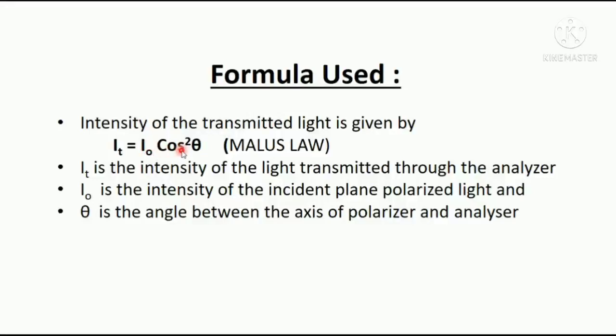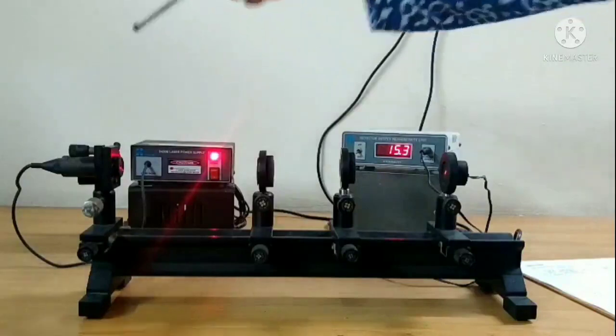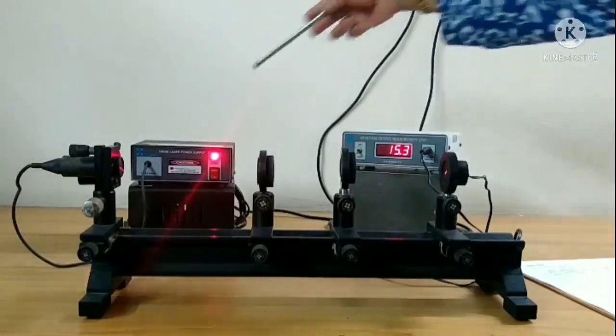Where I_T represents the intensity of the transmitted light, that is, through the analyzer, and I naught is the intensity of the incident polarized light. Now let us see the experimental setup for this.